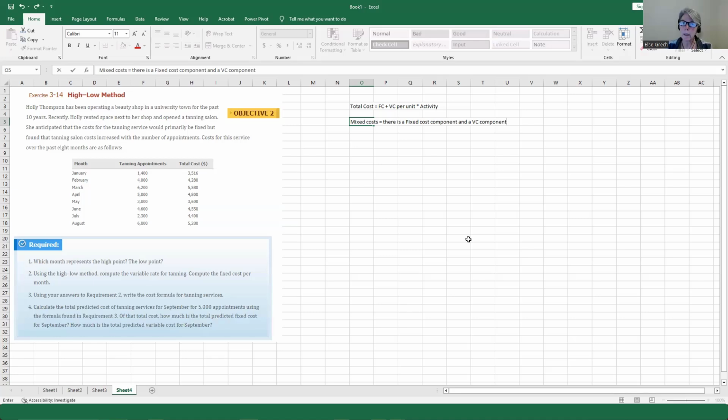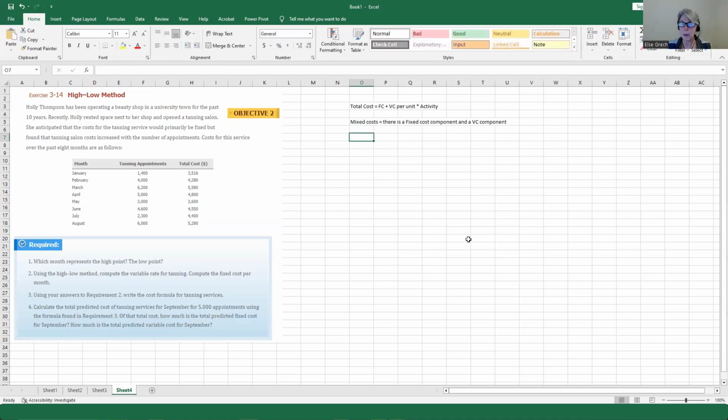And why do we want to do this? We want to do this because, of course, fixed costs don't change with the level of activity. Variable costs do. So you have two costs with different natures included in a mixed cost. In order to use it to predict the future, we've got to separate these two costs out. And so we do that using the high-low method.